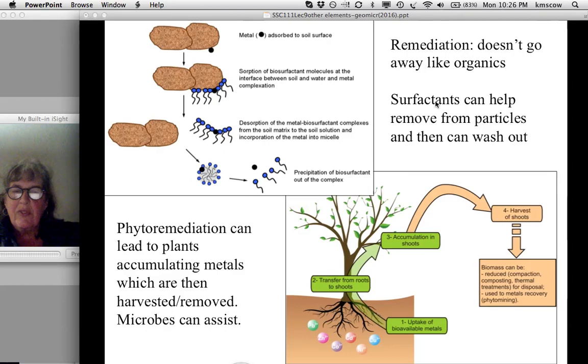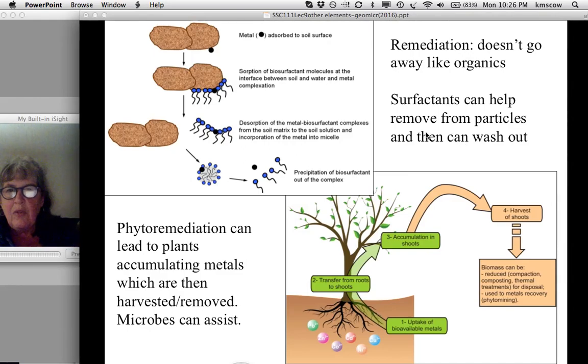Or you could use surfactants like we talked about a little bit in the biodegradation lecture, and that might be able to wash away the elements from a contaminated soil, as long as you have a place to collect them in.